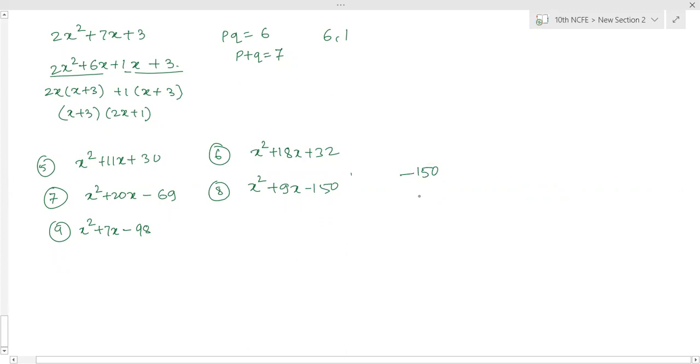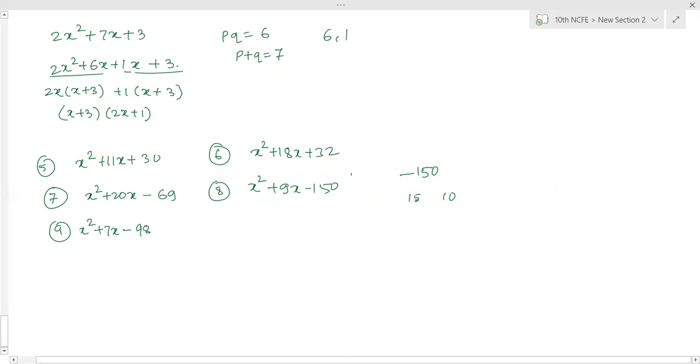Ma'am, simply by seeing. 2 into 75. 15 into 10. Is it easier? Yes, ma'am. So now 15 into 10 you got. 15 and 10. Now here the product is negative, right? So the difference of two numbers should be the middle number.